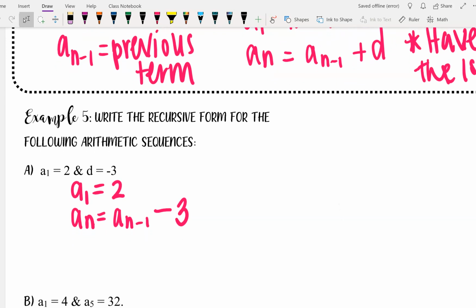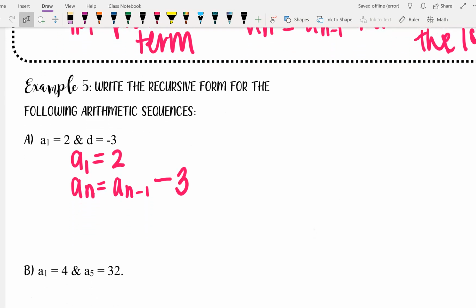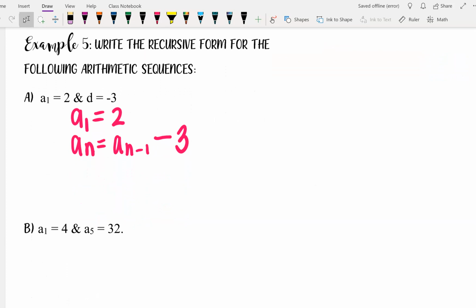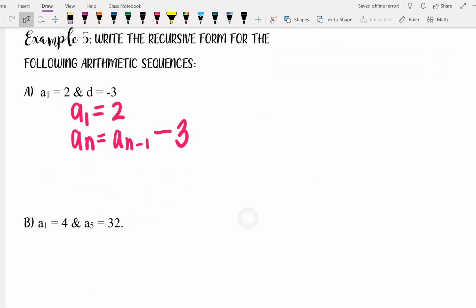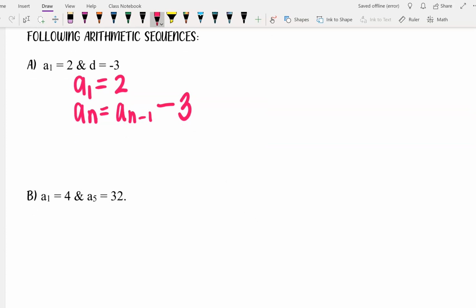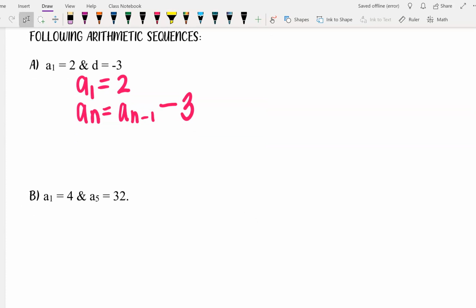So now we're going to move to part D. We know that we have an arithmetic sequence and we need to write it in the recursive form, which is different than what we've had to do before. So we have our first term and we have our fifth term. Just like we did before, we need our common difference here.